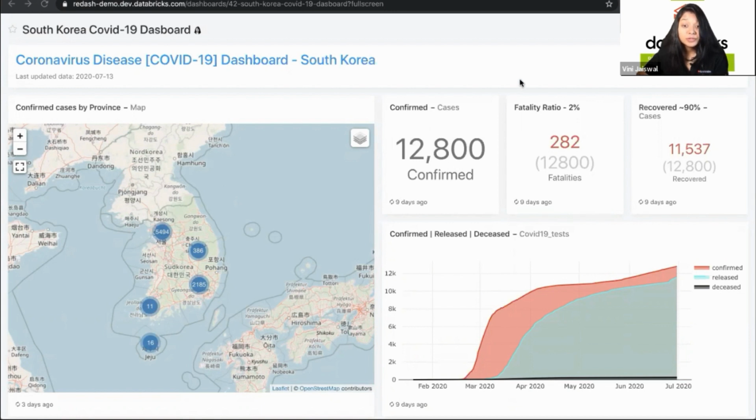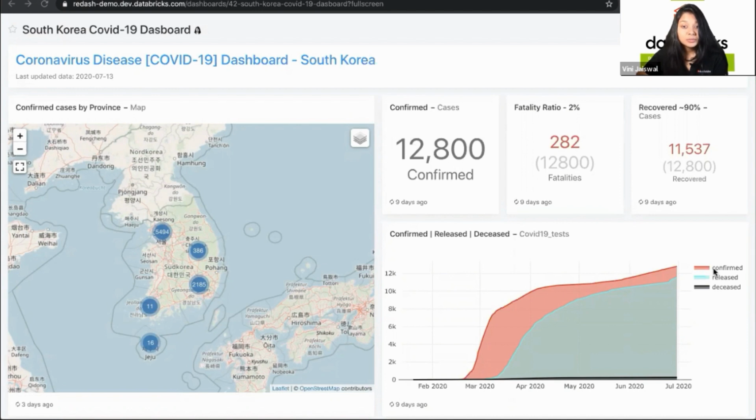Out of 51 million total population, 12,800 is the total number of COVID-19 cases, accounting for about 0.002% of the overall South Korean population. Out of this, 2% is the fatalities and 90% is the recovery rate. Also from this graph, we can see recovery rates were significantly higher than the death rates in South Korea.